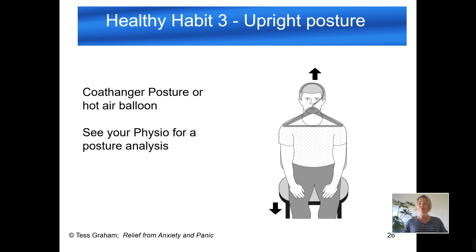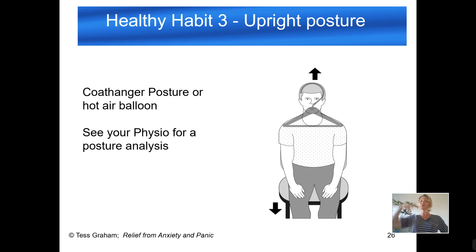Healthy habit number 3, and this is one that us physios obviously love, is upright posture. It's impossible to diaphragmatically breathe if you're slouched over. So we call it the coat hanger posture or the hot air balloon posture. Imagine, like in that picture, you've got the coat hanger and it's holding you up in the cupboard. You're getting pulled up, or the hot air balloon's pulling you up.